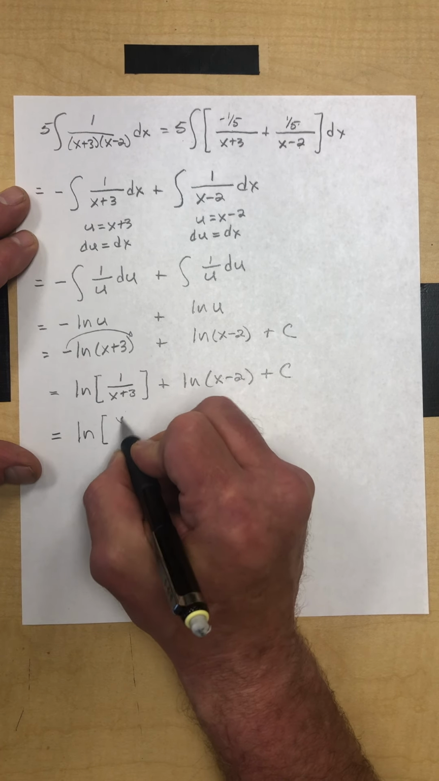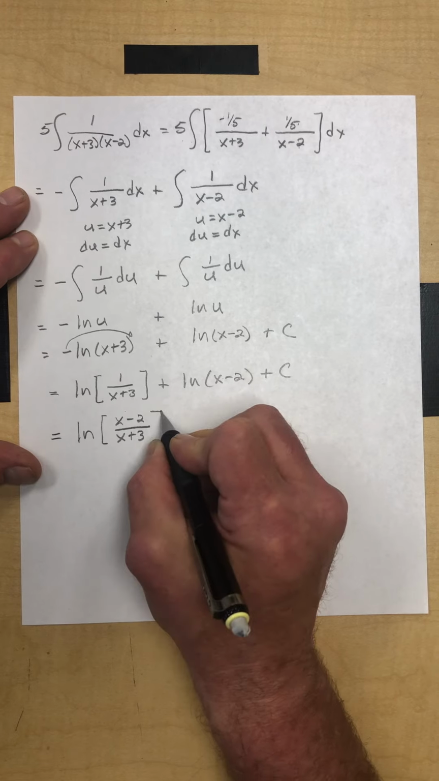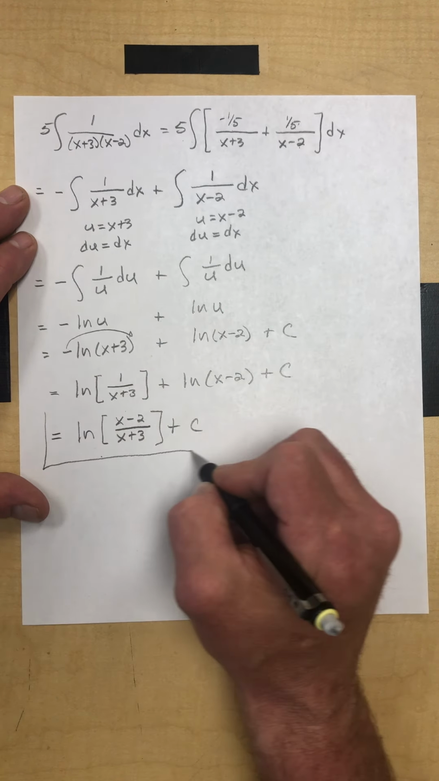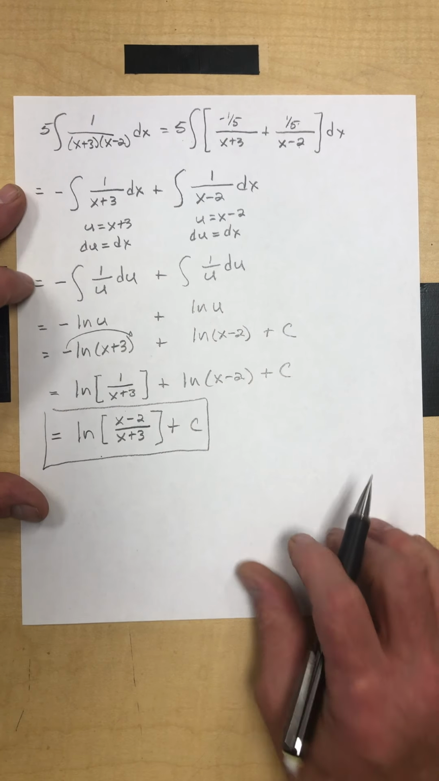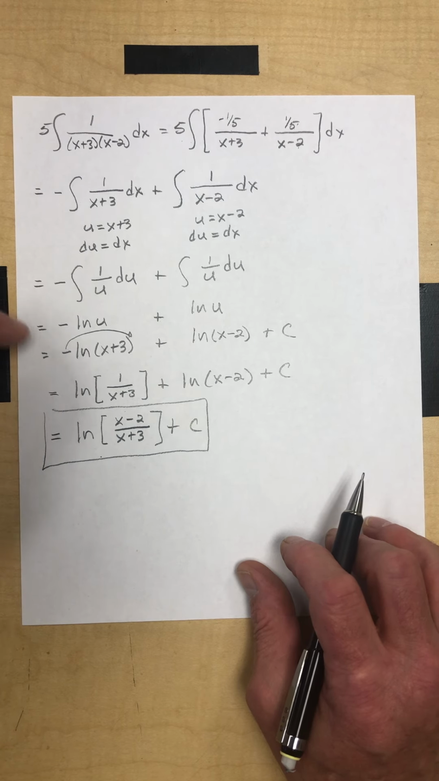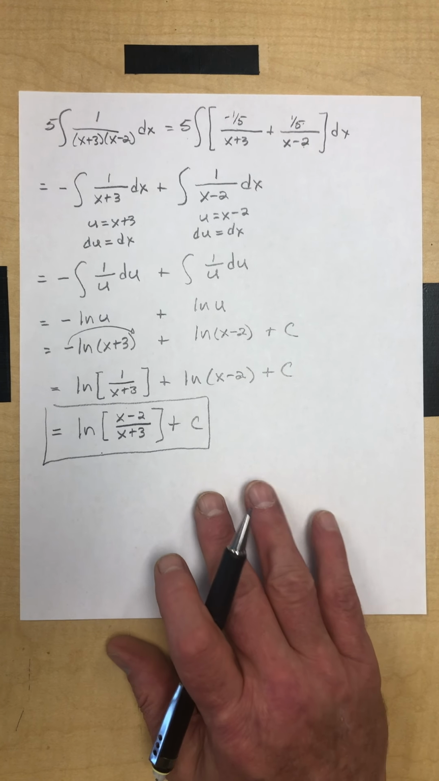So I would get x minus 2 all over x plus 3 plus my constant of integration. And that right there is certainly simpler than what we had up here. Okay, so when you get to this point, numerically you're correct, but we want to keep working on condensing things if it's possible. Okay, so that's the first one down. Okay, let's see what we got with the second one.